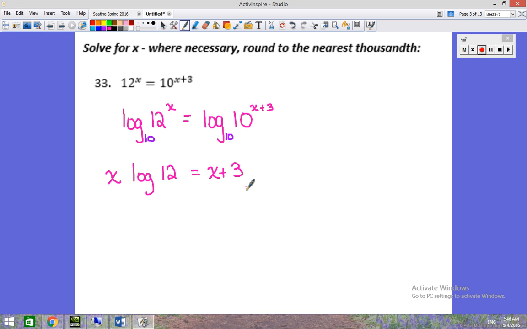So now I have my variables on both sides of the equation, but this time they're not exponents. Now I can move these terms. I can collect the x's on the same side of the equation. So I'm going to subtract x from both sides. When I subtract x here, it goes away, so I have to subtract x on the other side.